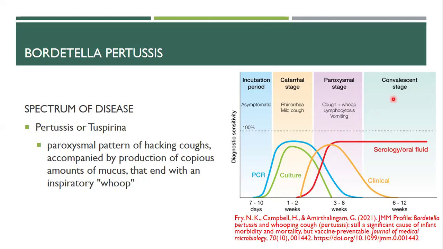And in the convalescent stage, you cannot detect any bacteria here because there's a decline of bacteria in the paroxysmal stage. So PCR and culture are very ineffective in diagnosing the disease condition, and we solely rely on serological testing, because we need to identify the antibodies against those virulence factors associated with Bordetella pertussis. Thus, the most common sample here is your blood sample, particularly your serum, for the convalescent stage.